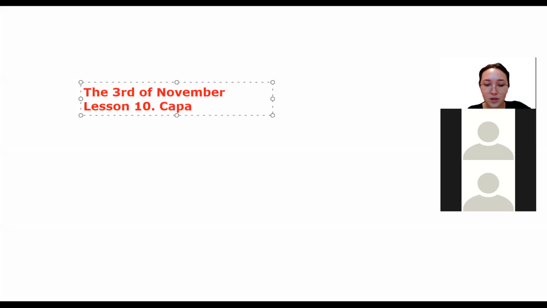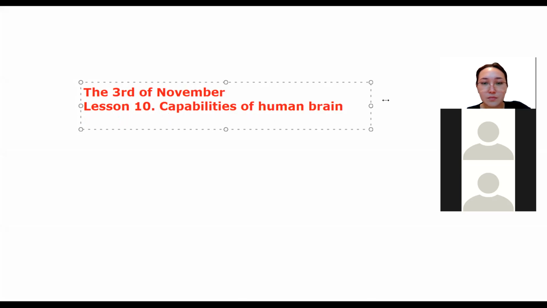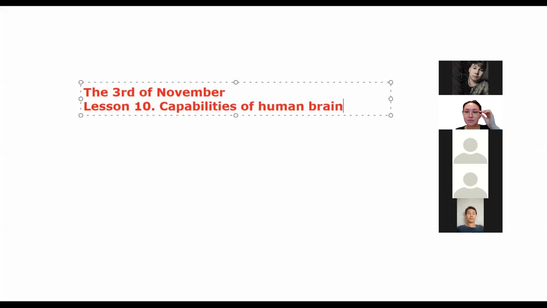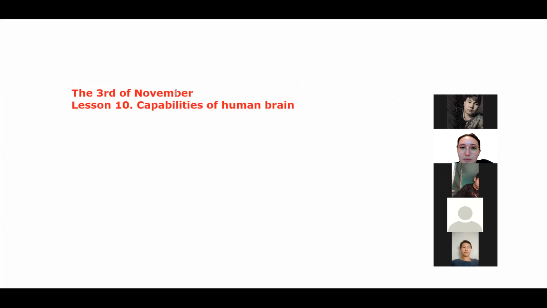Okay. Today's theme is capabilities of the human brain. Capabilities of the human brain. What is the brain, guys? Brain. Capabilities. Адамның миының мүмкіншіліктері, yeah? Мүмкіндіктері. Okay.